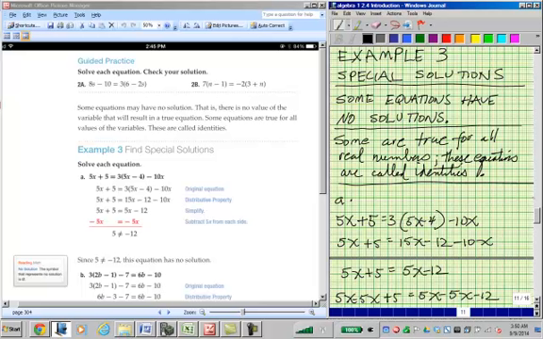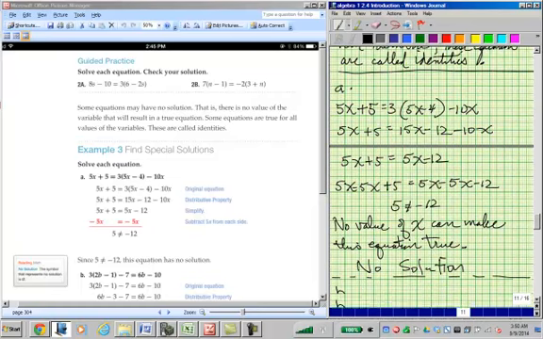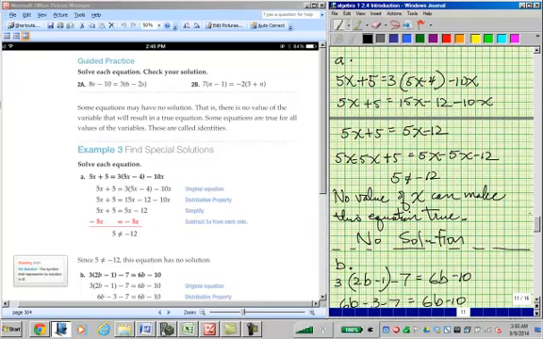So when you end up with two numbers, all the x's have been canceled out, and you got one number on one side of the equation and a different number on the other side, you have no solution. Okay, because no number of x can make 5 equal negative 12. All right. Or can make a equal b if they're two different numbers.